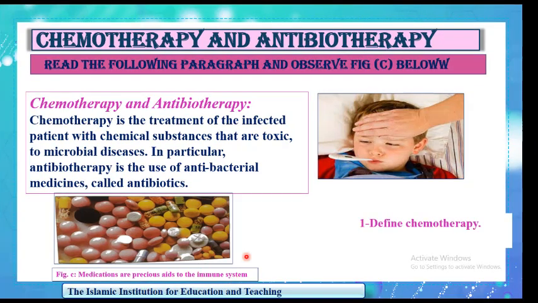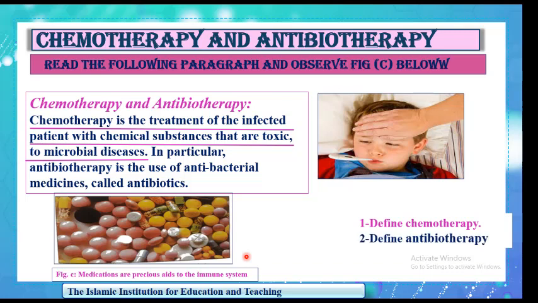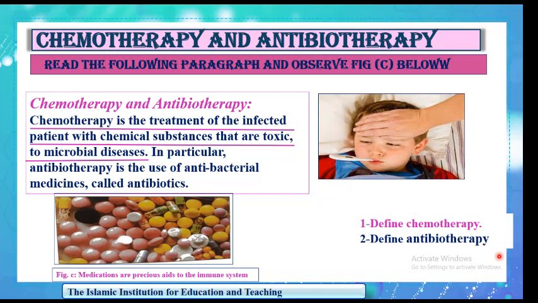define chemotherapy. Chemotherapy is a treatment of the infected patient with chemical substances that are toxic to microbial diseases. And define antibiotherapy. Antibiotherapy is the use of antibacterial medicines called antibiotics, so the medicines that are directed only against bacteria are called antibiotics. Pay attention, dear students, that chemotherapy and antibiotherapy take place after infection, which means after the entrance of the microbe into the body in order to treat the disease.